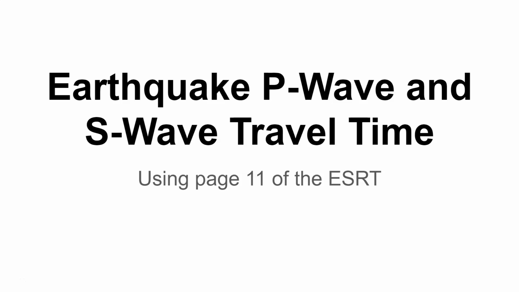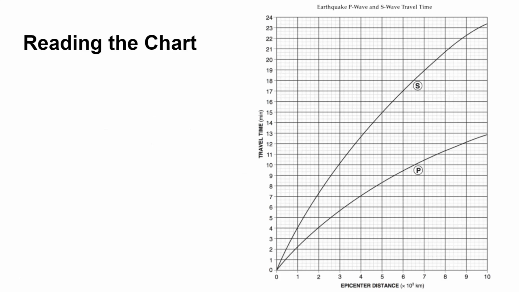Today's video, I'm going to talk about earthquake P wave and S wave travel times. So we're going to be using page 11 of the Earth Science Reference Table. First thing to look at is the chart itself on page 11, and we can see epicenter distance along the x-axis along the bottom.